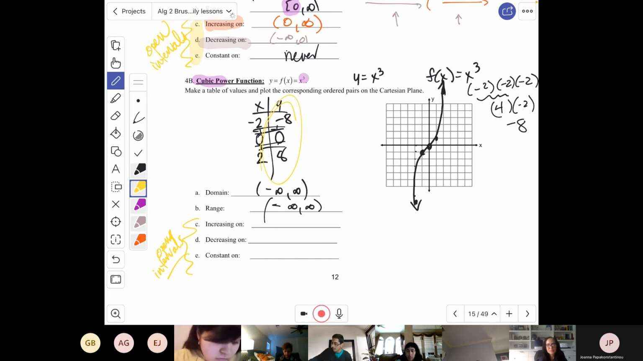Any ideas? Is it negative infinity to infinity? Like, Eric, you are correct. It's always increasing, right? Y values are getting bigger as I'm moving to the right in my X values. Excellent, beautiful. Do you all see why it's always increasing? Yeah? So is it ever decreasing? Is it ever decreasing? Christopher, any ideas? Is it ever decreasing?